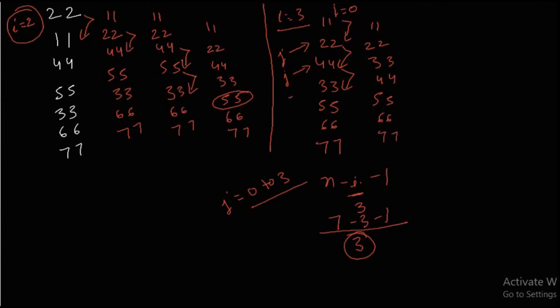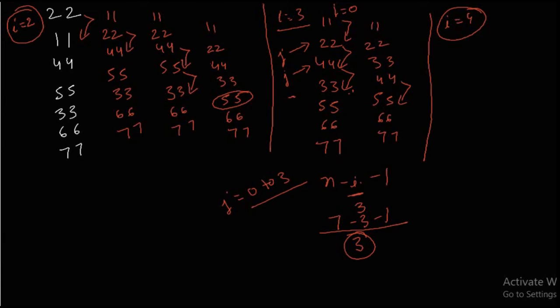Now the value of j is 3. So 0, 1, 2, 3. Now we'll compare 44 and 55. No swapping will take place. And here the fourth pass ends. Okay. Now we'll come to the next pass, which is I equal to 4.